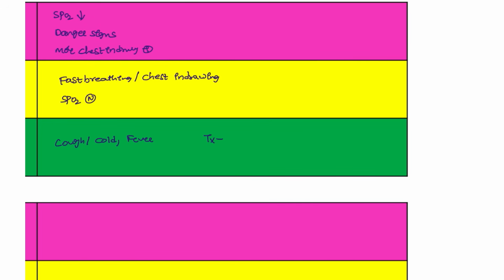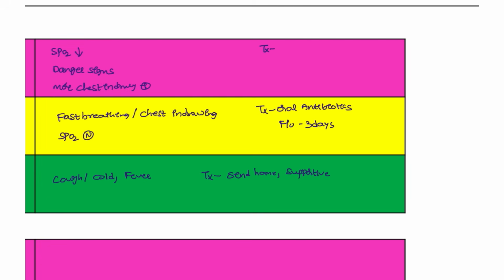Treatment for the first, no pneumonia patient: you can send them home with supportive treatment. Next, for the second category patient, you have to give oral antibiotics and tell the patient to follow up within 3 days. Next, severe pneumonia: you have to start the patient on IV antibiotics, oxygen therapy if needed, and shift the patient to the higher center. That has to be done immediately. This is the first dose we give at our PHC only.